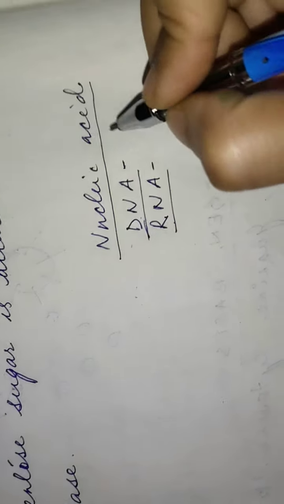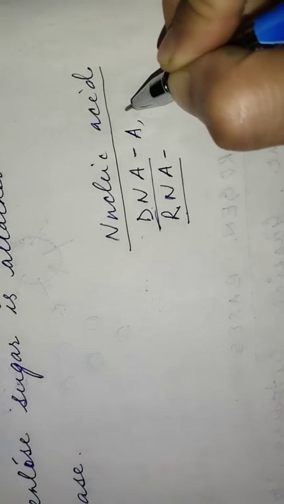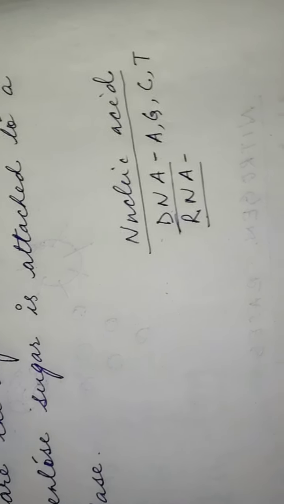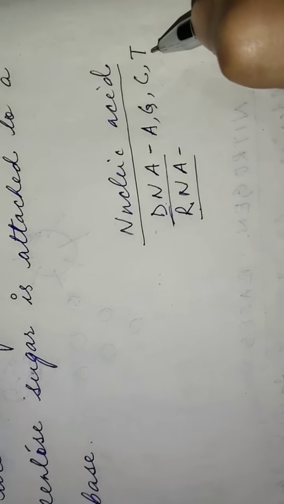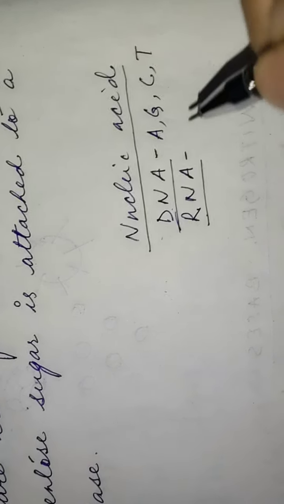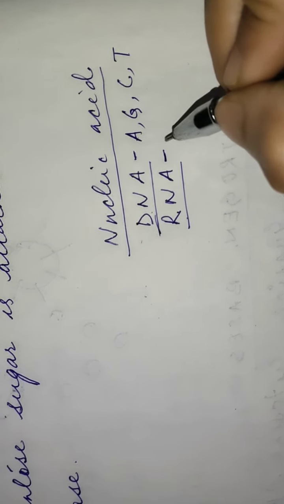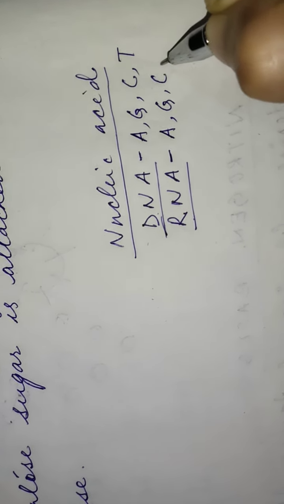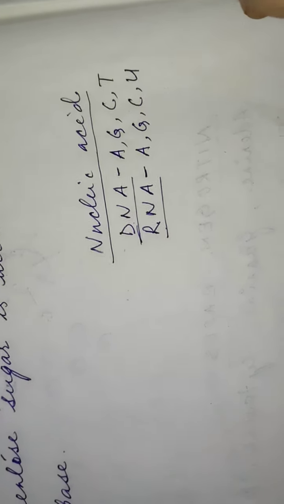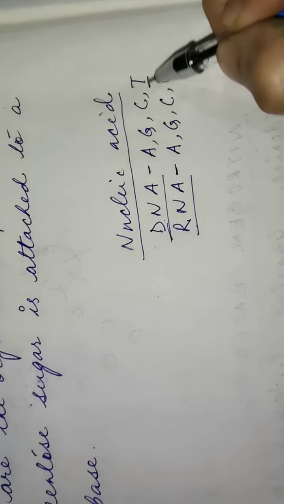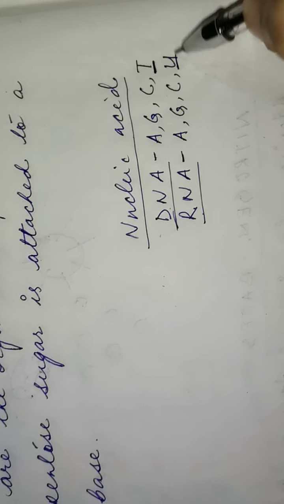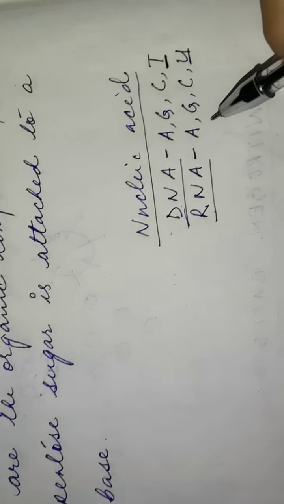The nitrogenous bases found in DNA are adenine, A for adenine, guanine, cytosine, C for cytosine and thymine. These are the 4 nitrogenous bases found in DNA. And in RNA, the nitrogenous bases present are adenine, guanine, cytosine and uracil. In place of thymine, uracil is present. This is the main difference between DNA and RNA.